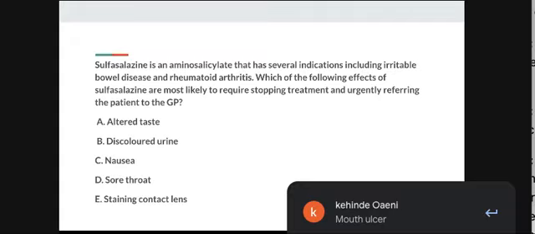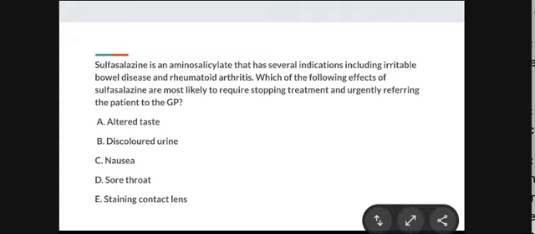Thank you, Candy. Fever, malaise, fatigue, mouth ulcer, sore throat. Those are symptoms of agranulocytosis. Okay, and agranulocytosis is common to sulfasalazine. So let's quickly recap.